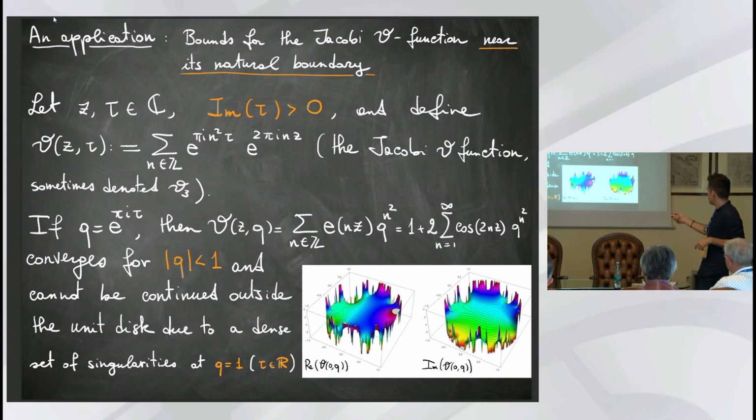The Jacobi theta function is a function of two complex variables, zeta and tau, where the imaginary part of tau is bigger than 0. And it's defined in this way. It's a sum over all the integers of e to the pi i n squared tau, e to the 2 pi i n z.